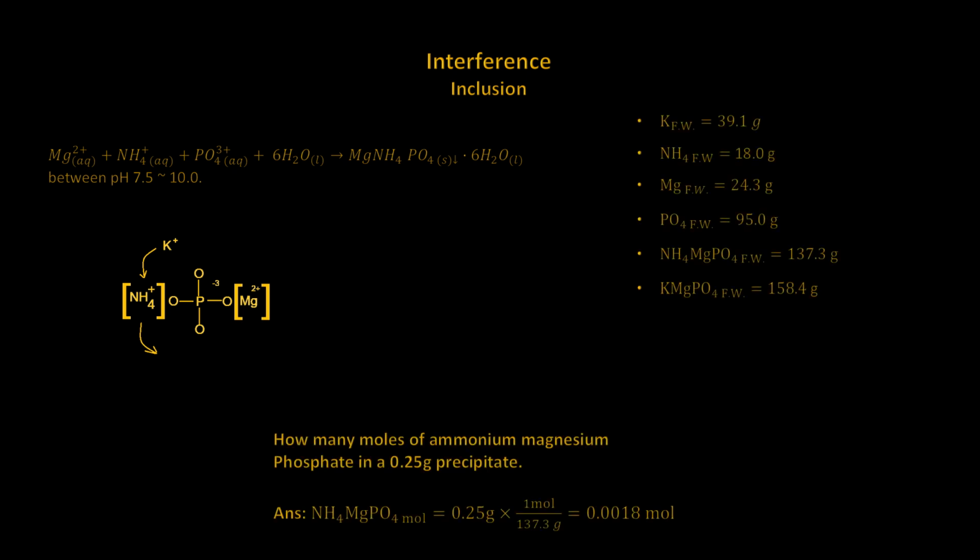We can calculate the moles of ammonium magnesium phosphate, and from that figure we can calculate the concentration of the phosphate in the sample. So how do we know if there are any inclusions? We don't. All we have is the weight of the precipitate. This would make our analysis slightly skewed if potassium was in the solution. We would never know the concentration of the included ion, or what the ion is, without instrumental analysis.